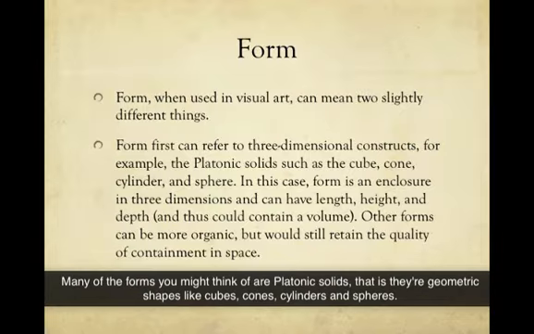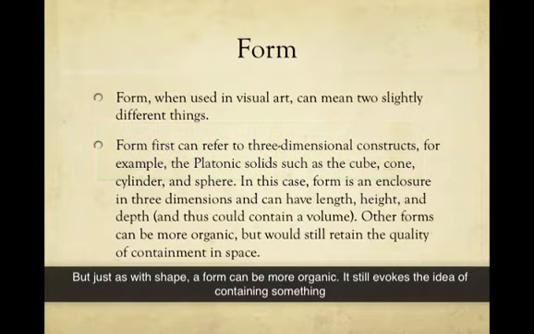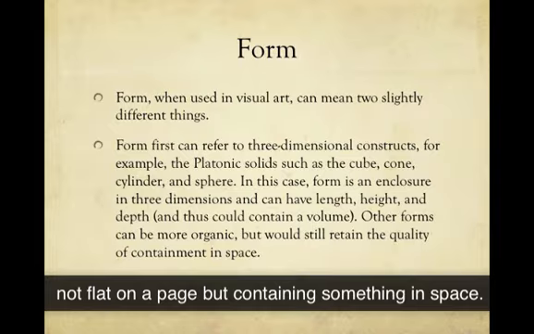Many of the forms you might think of are Platonic solids, that is, they're geometric shapes like cubes, cones, cylinders, and spheres. But just as with shape, a form can be more organic. It still evokes the idea of containing something not flat on a page, but containing something in space.